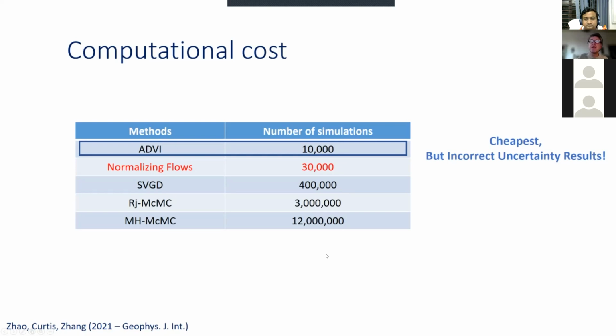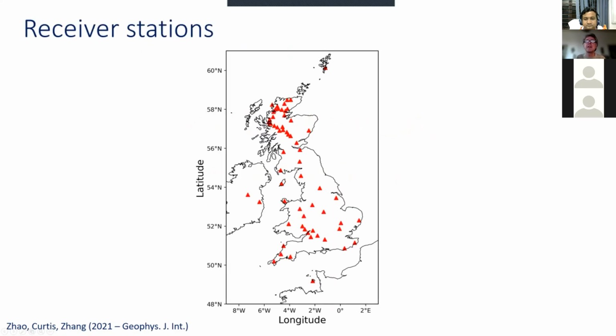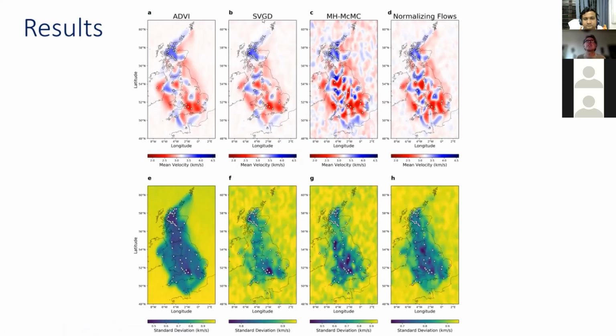So let's have a look at this on a real data example. Here are the station distributions that we looked at yesterday. Again, we use interferometric methods to find the travel times between all these different stations, and we use them for tomography. We did this yesterday for the first 3 methods, and now we've done it for normalizing flows as well. So now let's line up all those solutions. Here's ADVI, SVGD, Metropolis Hastings, and normalizing flows.